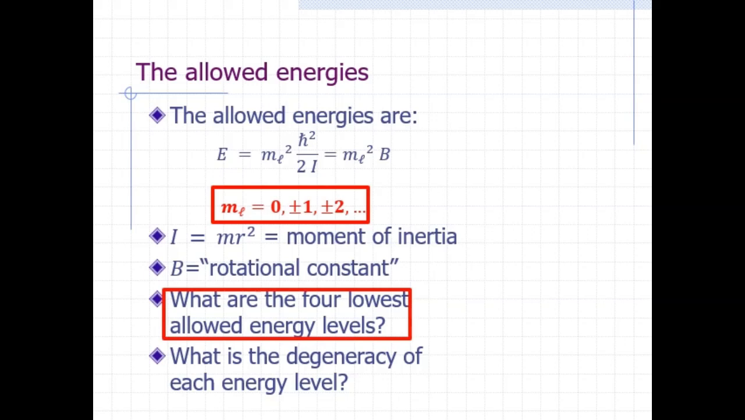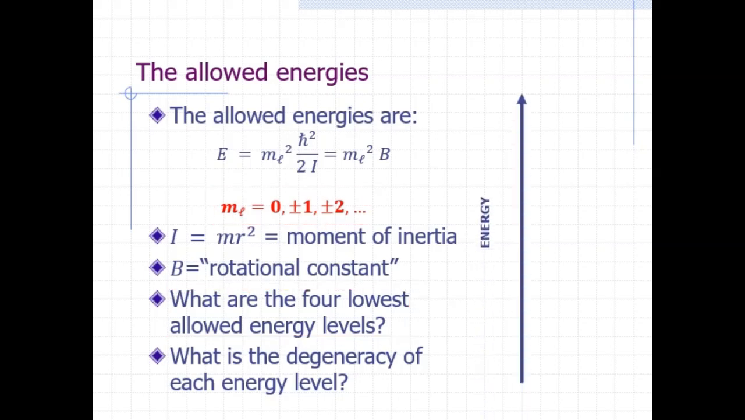What would be the 4 lowest allowed energy levels in terms of B? Let's draw an energy level diagram. The ground state energy, or lowest allowed energy, corresponds to m sub l equal to 0. The energy is 0 squared times B, or 0. The first excited states correspond to m sub l equal to plus 1 and minus 1. The square of plus 1 or minus 1 is 1. So the first excited state energy is 1B.